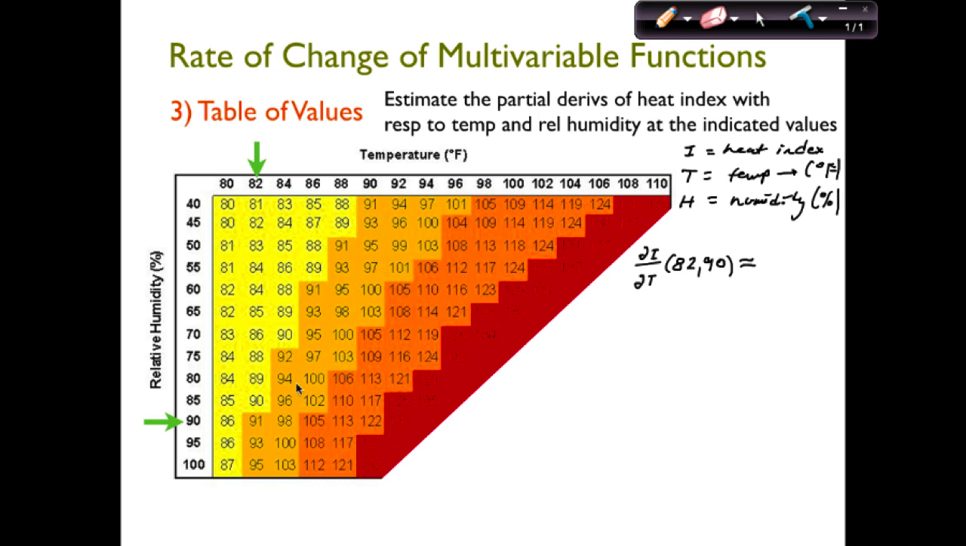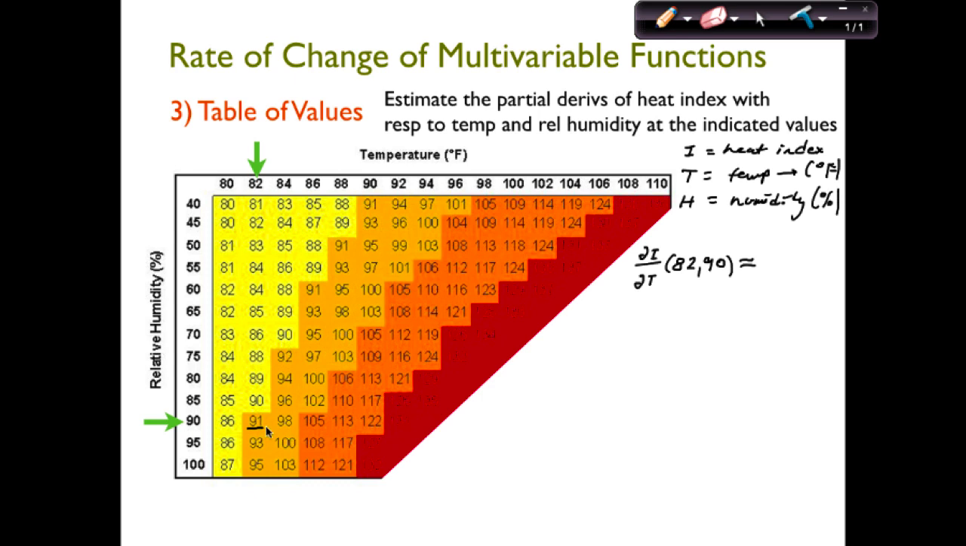So here I am in the table. What is this? It's a number that's going to tell us how much the index changes per change in temperature, right? Yeah, Jeffrey. You can move a little bit up in the positive temperature direction, and then subtract the two and divide it by the change in temperature.